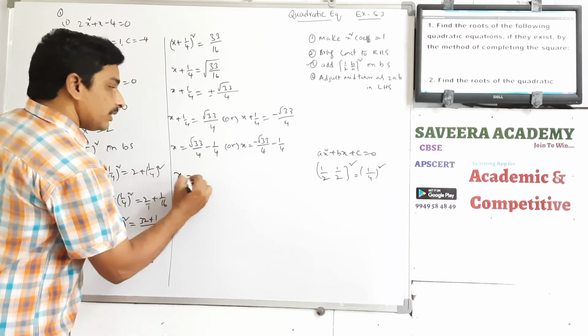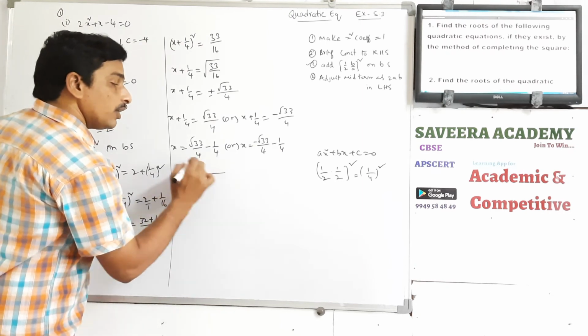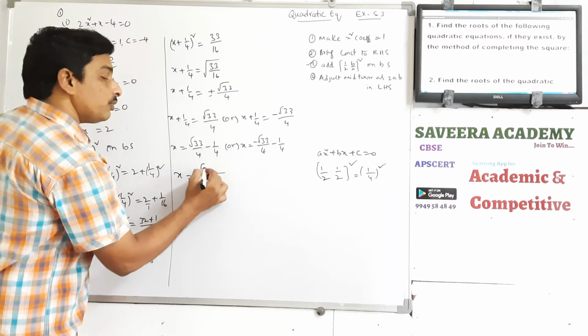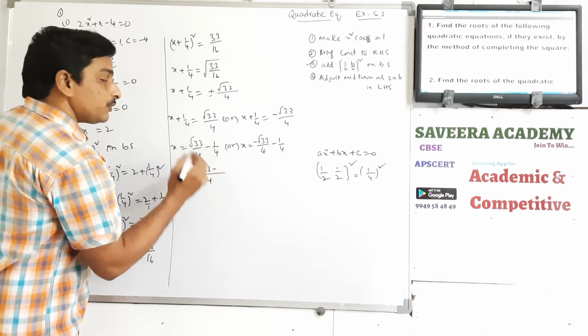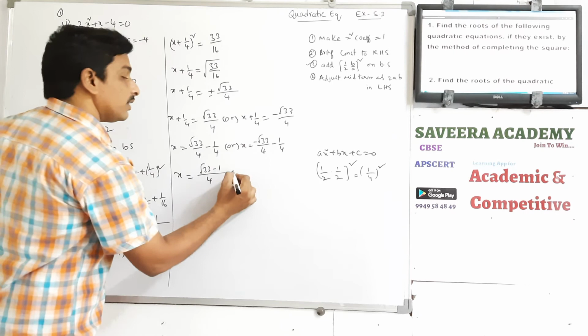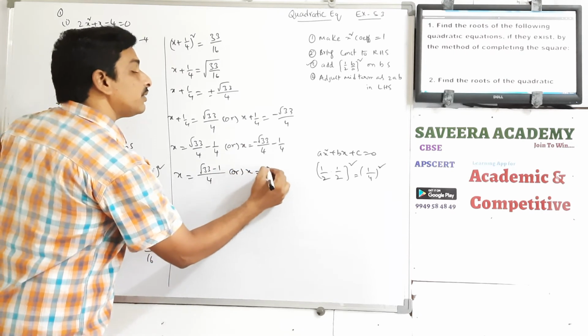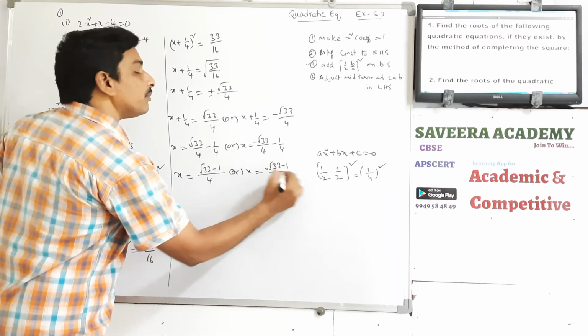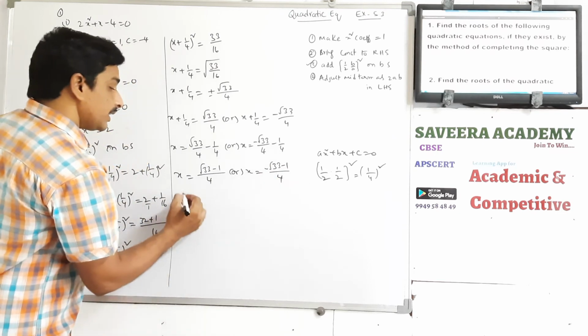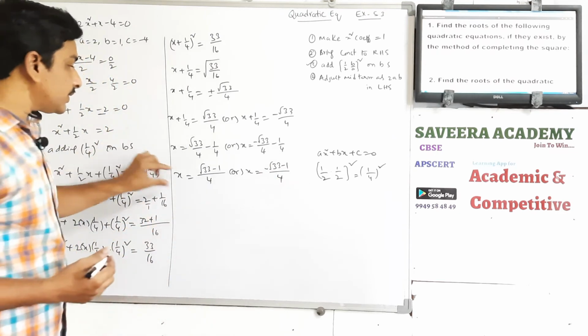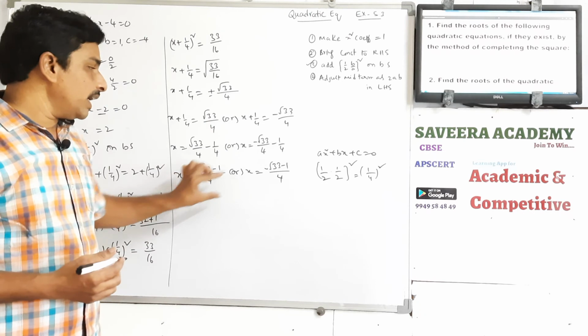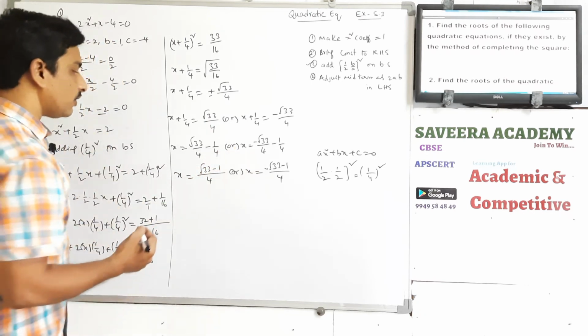Therefore x is equal to, here the LCM is 4, 4 and 4 one time goes, 1 into root 33 is root 33, minus 4 and 4 one time goes, 1 into 1 is 1. Or x is equal to minus root 33 minus 1 by 4. Therefore this is the answer. So x is equal to root 33 minus 1 by 4, x is equal to minus root 33 minus 1 by 4.